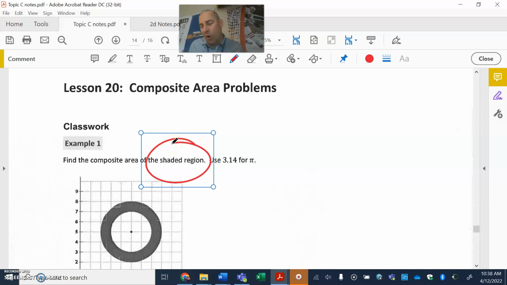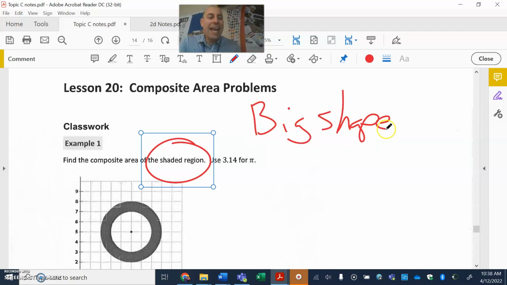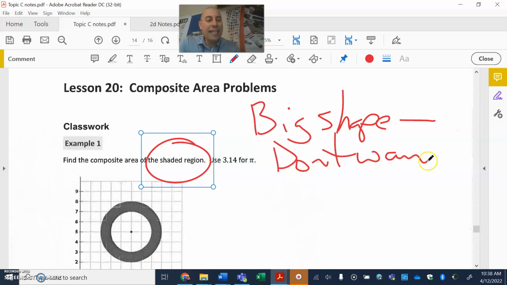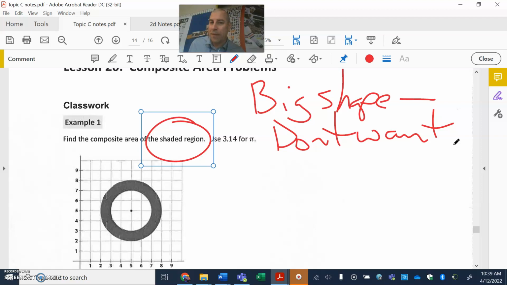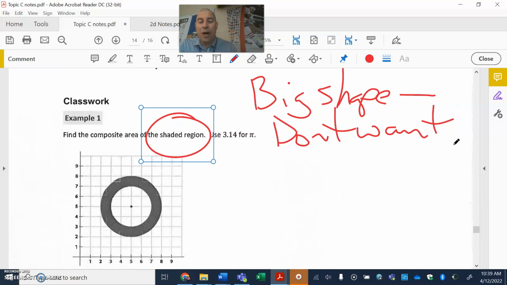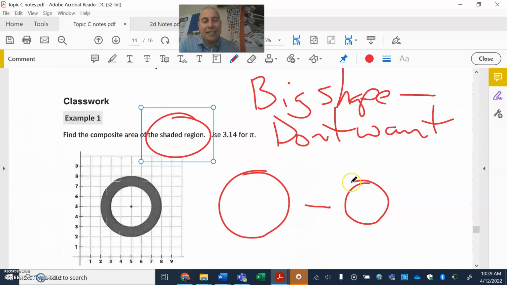And the overall philosophy behind shaded region is find the big shape and then take away what you don't want. So let's take a look here. In this very first question, we've got ourselves a shaded region, and we've got circles. So what we want to see is we have the large circle, and then we're going to take away that smaller circle on the inside. By doing that, we'll be left with the shaded region.